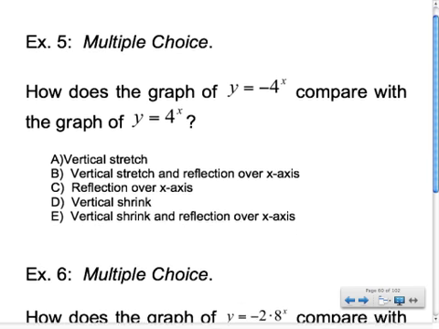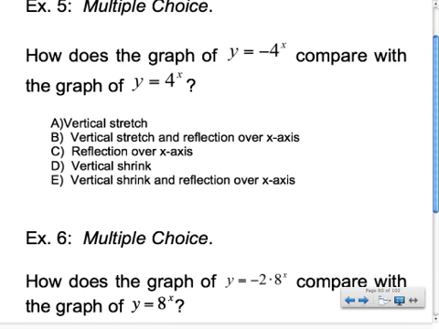Let's go on to the next one. It says, how does the graph of y equals negative 4 to the x power compare with the graph of y equals 4 to the x? Again, identify the a value, the number out in front. Since this is negative, that means there's a negative 1 times 4 to the x out in front. It's negative, and the absolute value is not smaller than 1. So very simply, this is a reflection, because the a value out in front is negative.